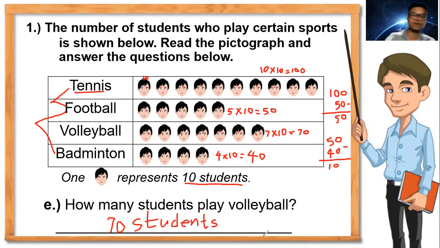This is the answer of letter E question. How many students play volleyball? Look at the volleyball, then count the number of students. So there are 70 students. Okay, are you finished? Okay, that's good. Let's go to number 2.